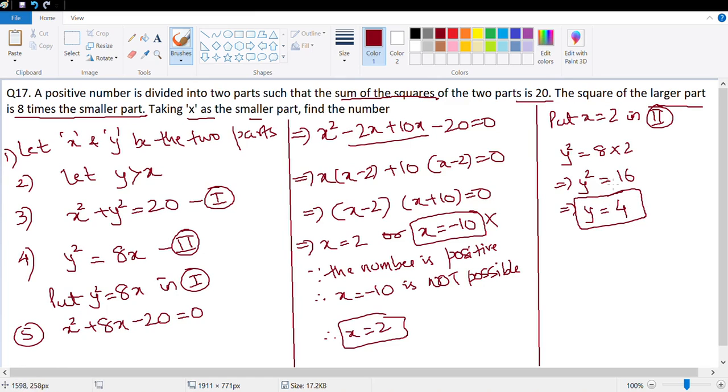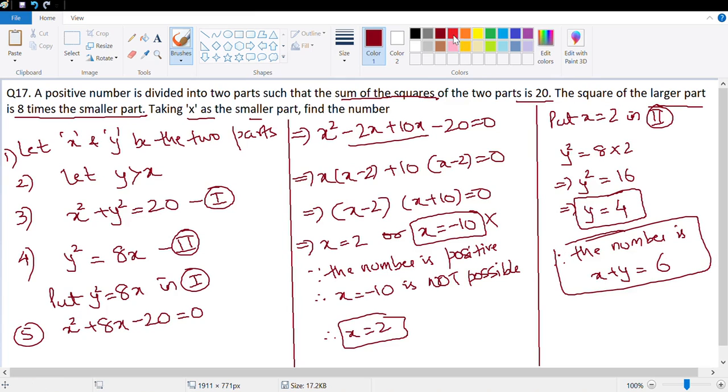Again, minus 4 is not an option because the numbers are positive. Therefore, the number is x plus y, which is 6. So the number is 6. Done. That's why I repeat, there are tail questions, the questions which are given right at the end. After you calculated x and you calculated y, the question wanted you to figure out the number which is x plus y.